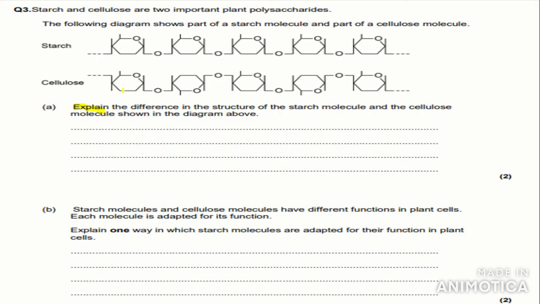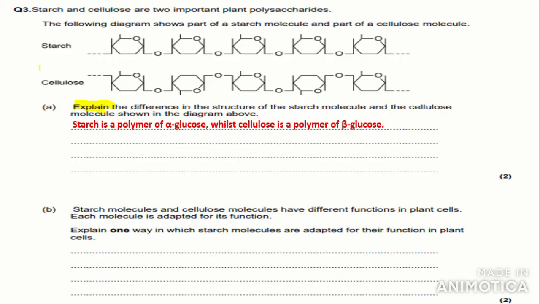Now, as you can see from the question, it is an explain question. And this means that you have to explain why something is happening or how something is happening. You don't just write what happens, because you won't get all the marks. Now, the first thing to point out is something obvious that we always mention. Starch is a polymer of alpha glucose, while cellulose is a polymer of beta glucose.